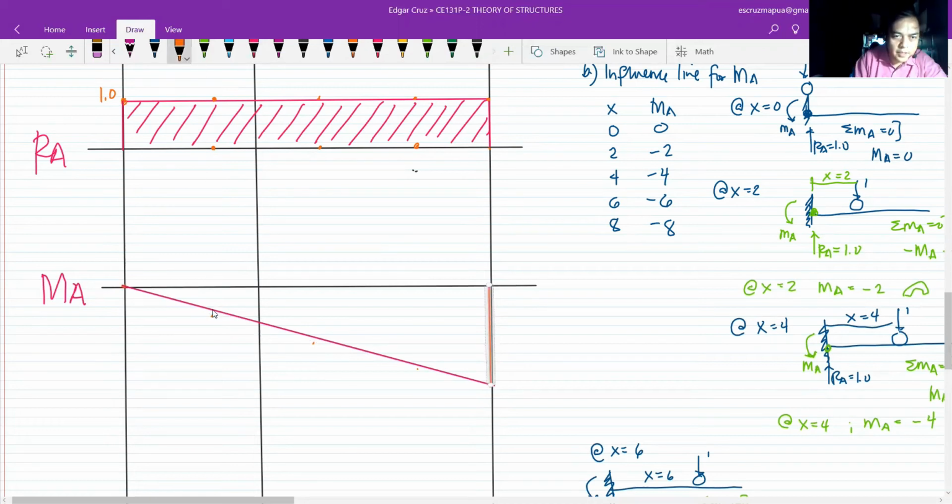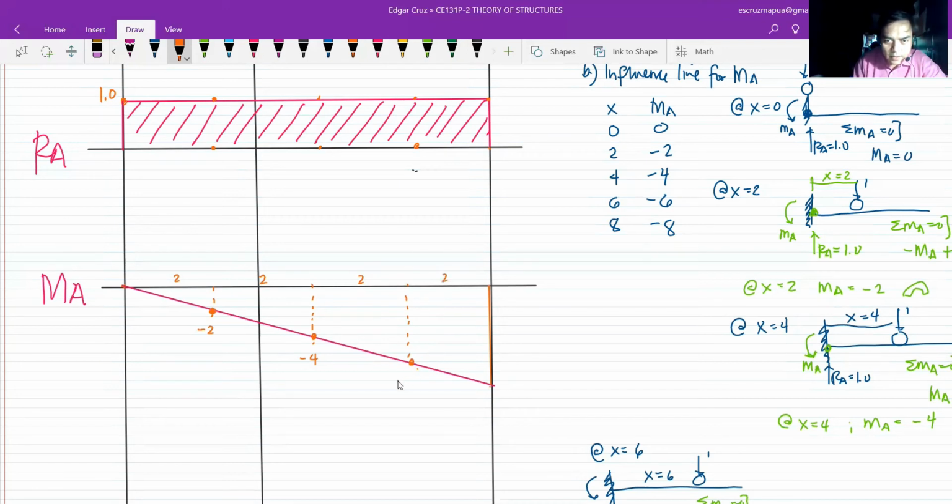So these are the points. Okay, so ito yung at x equals 2. Ito yung negative 2. X equals 4, 2 meters ulit. This is negative 4. At x equals 6, ito yun. So say this is 2, this is 2. This is negative 6. And this is negative 8. So yan yung influence diagram when it comes to moment reaction at A.